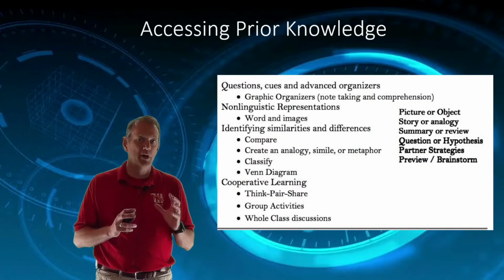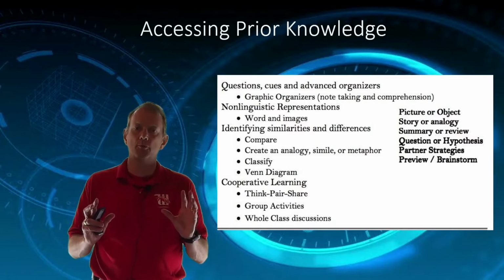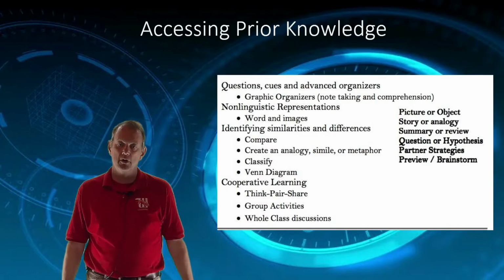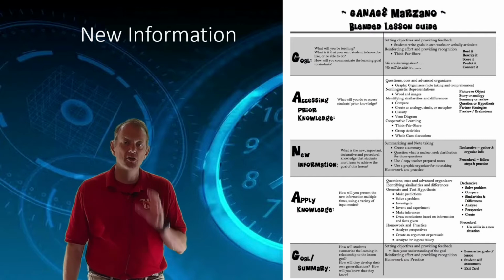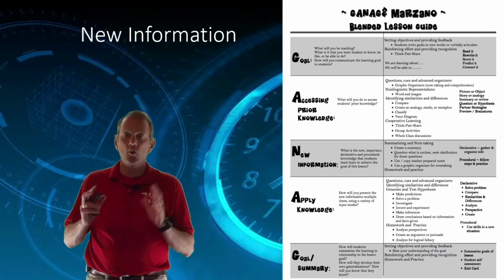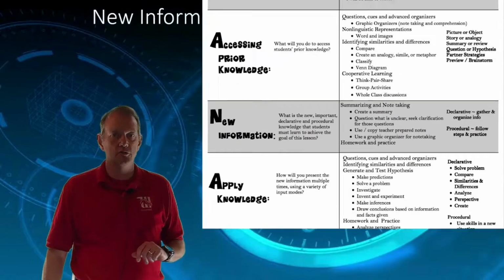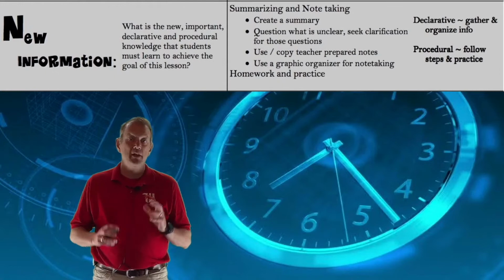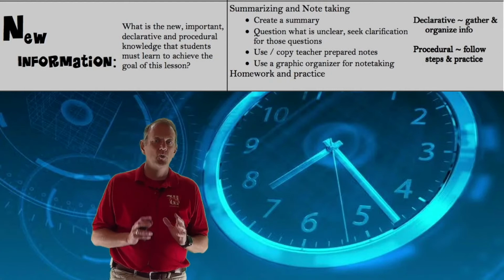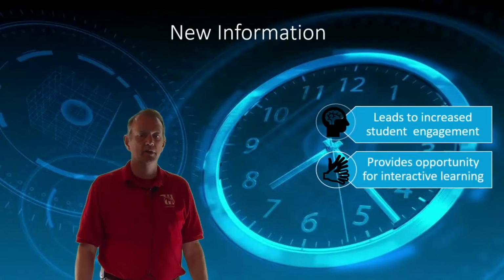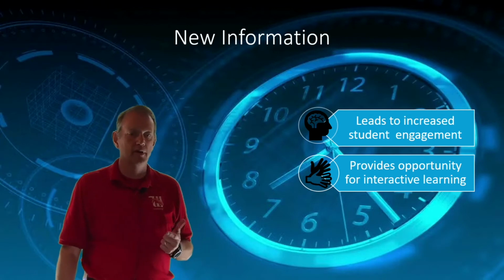Accessing prior knowledge engages the students and lets them feel already successful because we're talking about what we already know in our class. The next part is what we're used to teaching all the time. It's the new information, and teachers always know what they want to talk about that's new. The digital whiteboard lets us do some additional things when it comes to new information. We add the ability to increase our engagement and to have some opportunities for interactive learning.